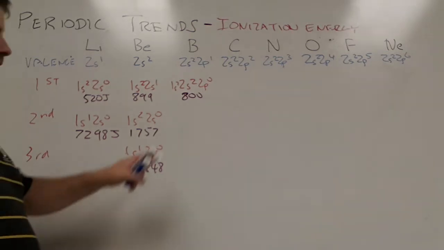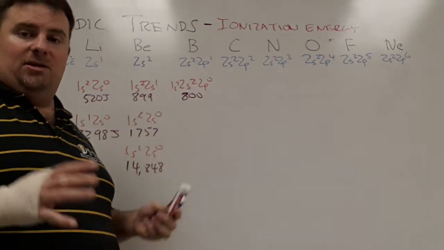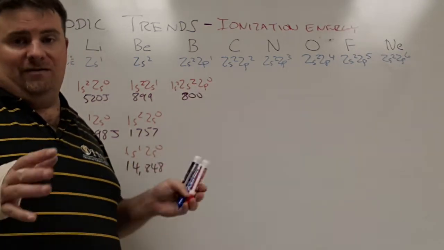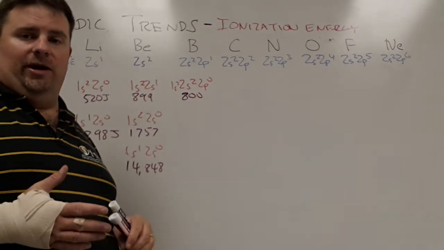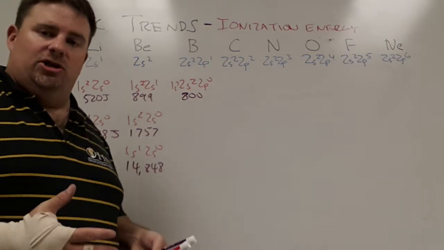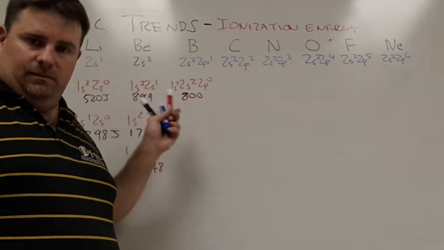And it has to do with the fact that I've got a full shell. I've got a full S shell. Okay? That's relatively stable. If I've got two electrons in the S shell, not as good as noble gas configuration, but I've still paired electrons, and they tend to resist change once they're paired up. Okay? So that's why this one is less than that one.